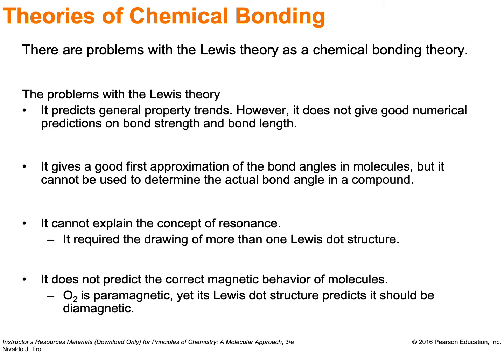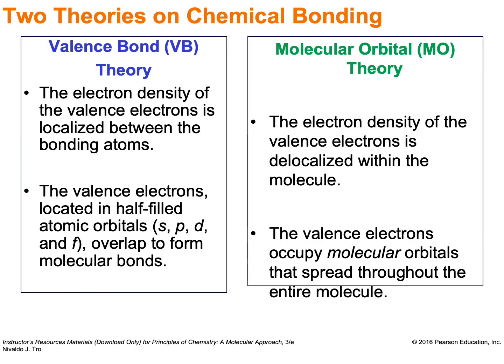So it cannot explain the concept of resonance. You can draw resonance structures, but it doesn't adequately explain the concept. And it does not predict very well the correct magnetic behavior of molecules. That's something that the theory called molecular orbital theory, MO theory, does on a better basis. So as I said, in addition to Lewis bonding theory, we have these other two theories that give us additional information and are sometimes better for certain aspects of molecules.